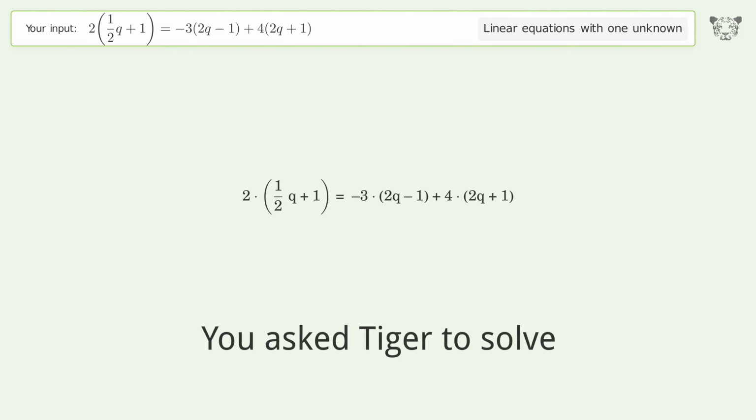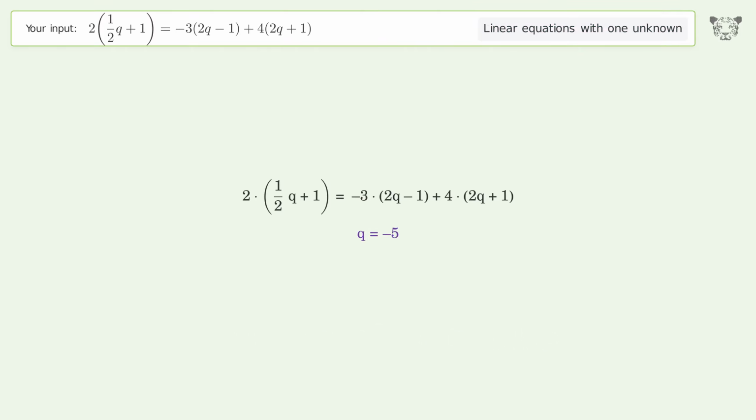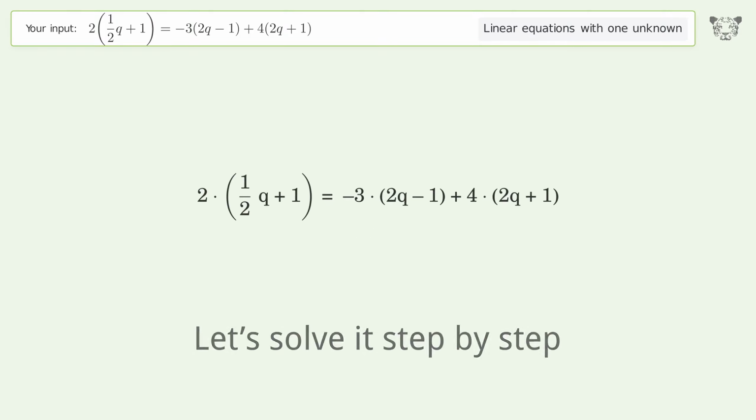You ask Tiger to solve this. This deals with linear equations with one unknown. The final result is q equals -5. Let's solve it step by step.